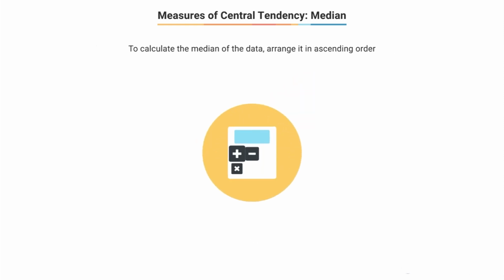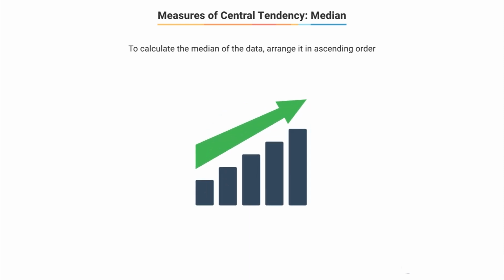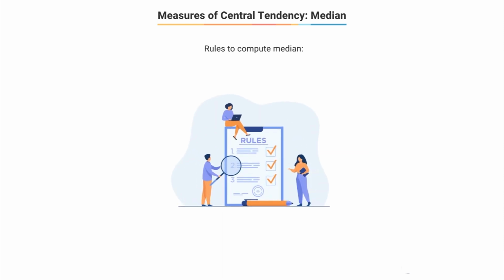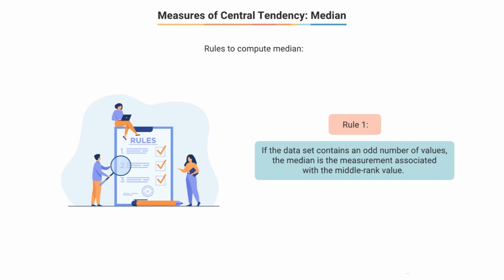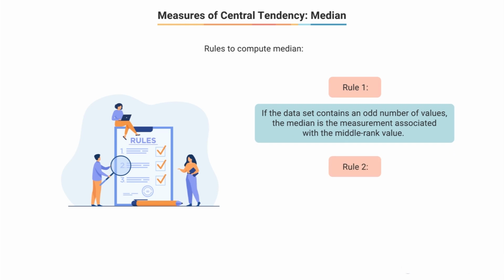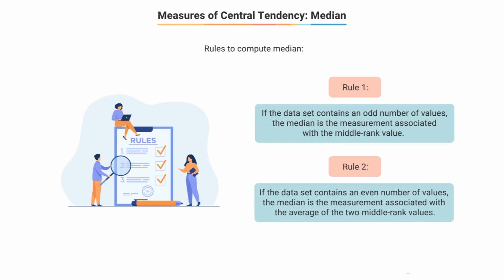To calculate the median for a set of data, first rank the values from smallest to largest and then use the equation shown here to calculate the rank of the value that is the median. Median here is the (n plus 1) divided by 2 ranked value. There are two simple rules to compute median. Rule number 1, if the dataset contains an odd number of values, the median is the measurement associated with the middle rank value. Rule number 2, if the dataset contains an even number of values, the median is the measurement associated with the average of the two middle rank values.